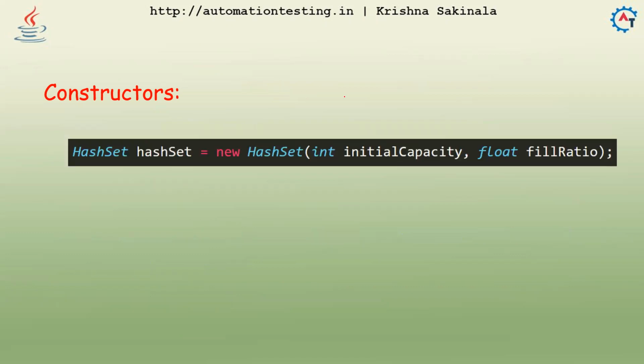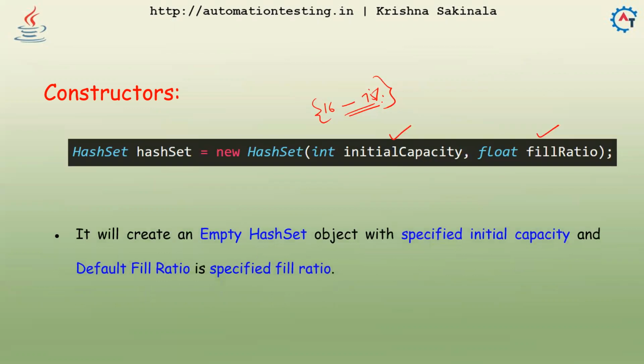So another constructor right here takes initial capacity and fill ratio. The default initial capacity is 16 and the fill ratio is 75%. So you can override these two things. It will create an empty HashSet object with the specified initial capacity, might be some 1000, but I want to create a new HashSet not after filling 75%, but 95%. Once it fills 95%, then you create the new HashSet, otherwise 98%. So it's your own fill ratio.